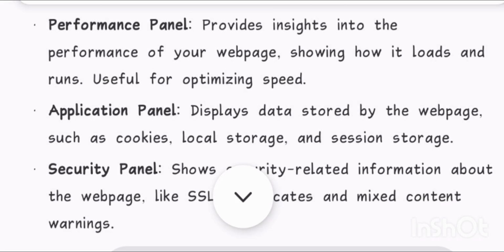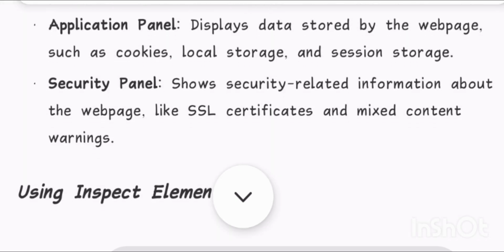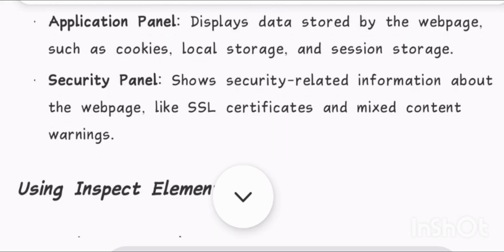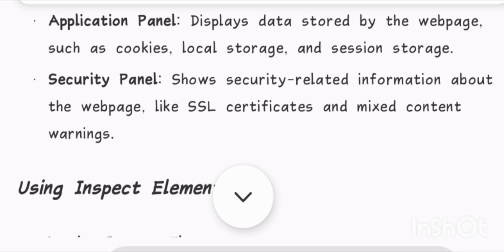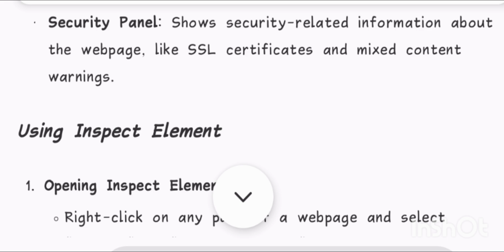Performance panel provides insights into the performance of your web page, showing how it loads and runs, useful for optimizing speed. Application panel displays data stored by the web page, such as cookies, local storage, and session storage. Security panel shows security-related information about the web page, like SSL certificates and mixed content warnings.